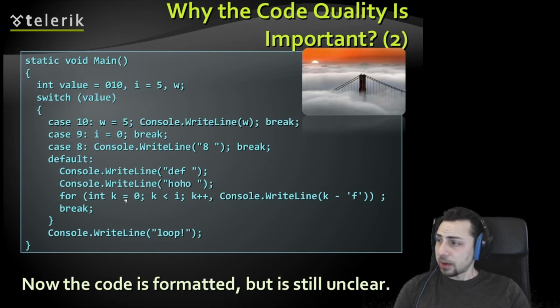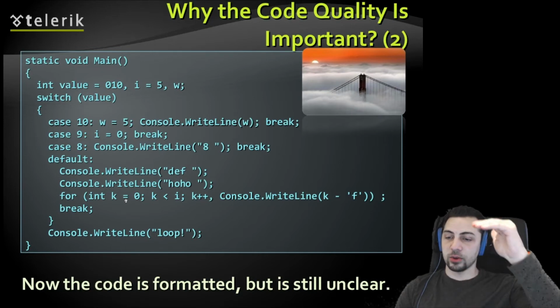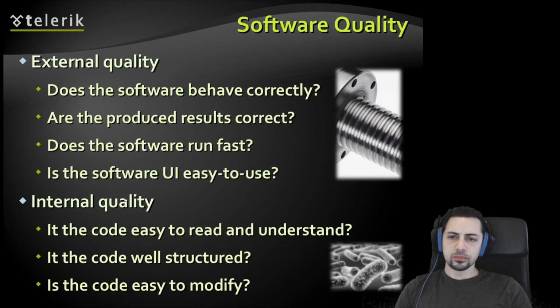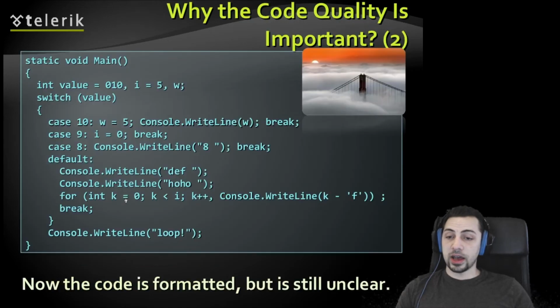It's not immediately apparent what this code is supposed to do. Even with perfect formatting, the way I like it, right? The squigglies are on their own lines. It's unclear. So when we talk about quality, we're actually going to talk about two different kinds of code quality. This, by the way, is terrible quality. This is better, but still bad.